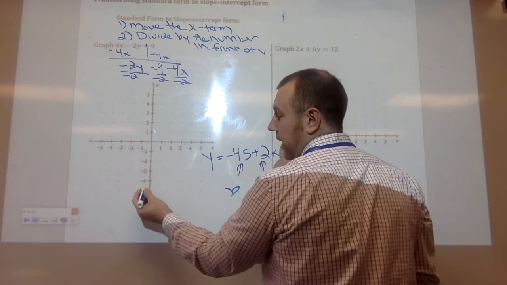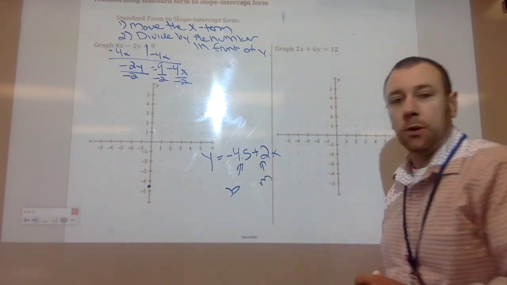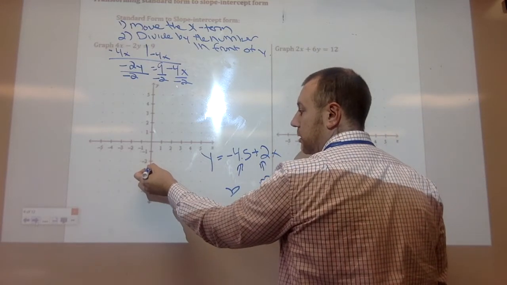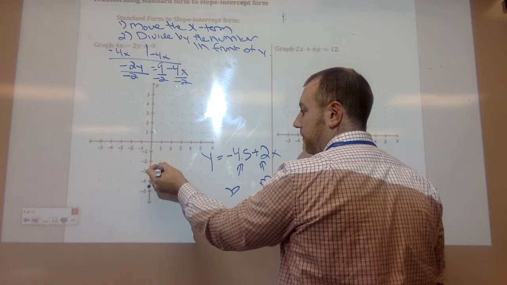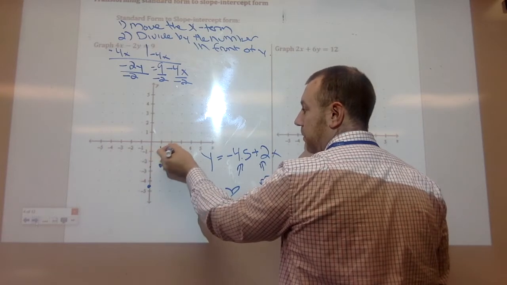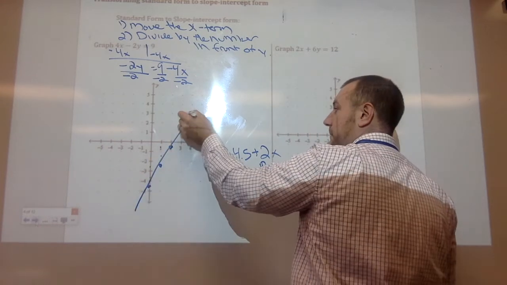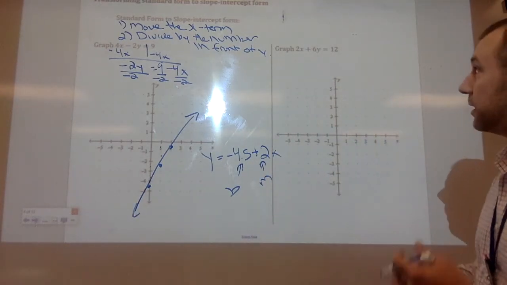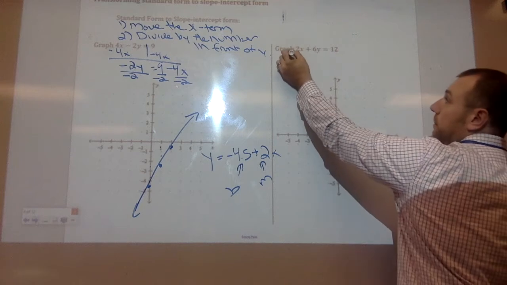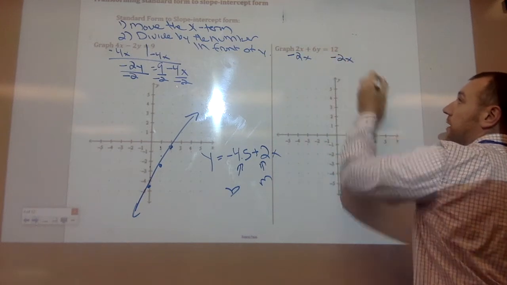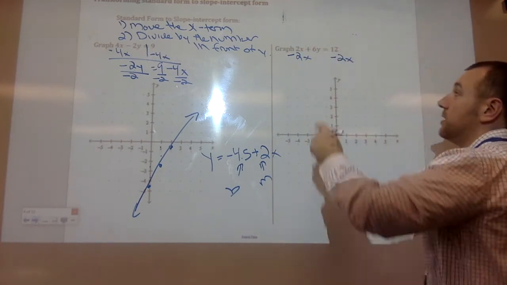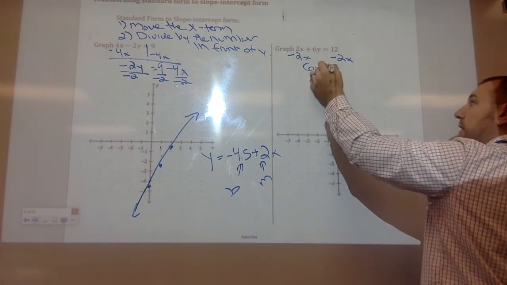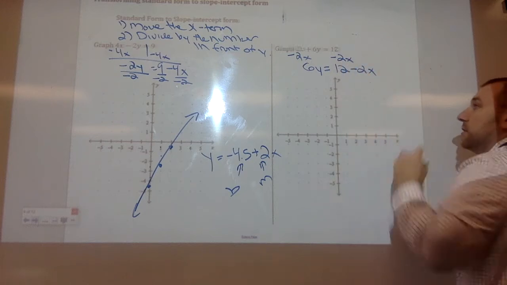So now I'm going to graph. Negative 4.5 is right in between the 4 and the 5. And then I'm going to go up 2, over 1. Up 2, over 1. I'm going to graph my line. For the second equation, I'm going to do the same thing. Remember, move your x term first. These are not like terms, so I'm left with 6y equals 12 minus 2x.